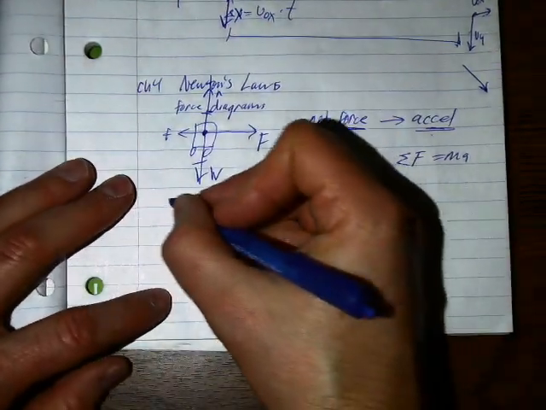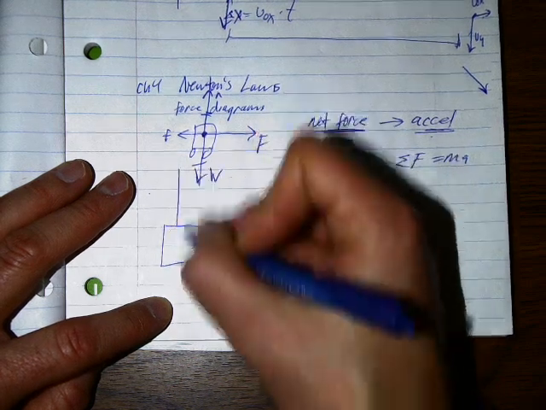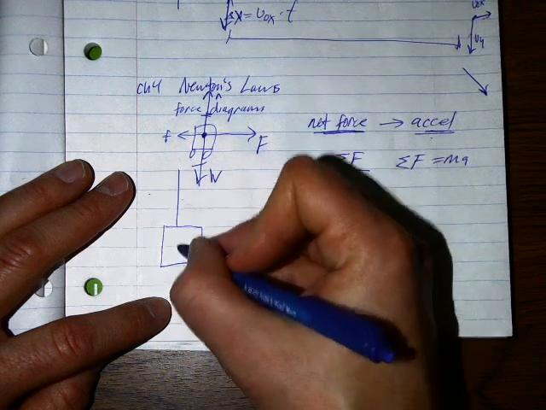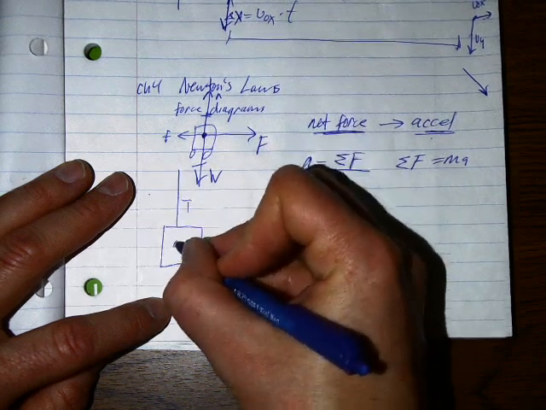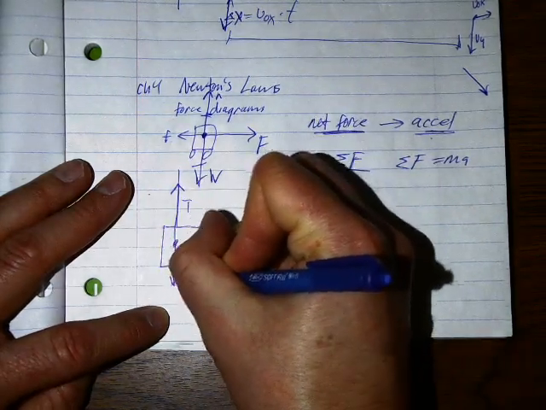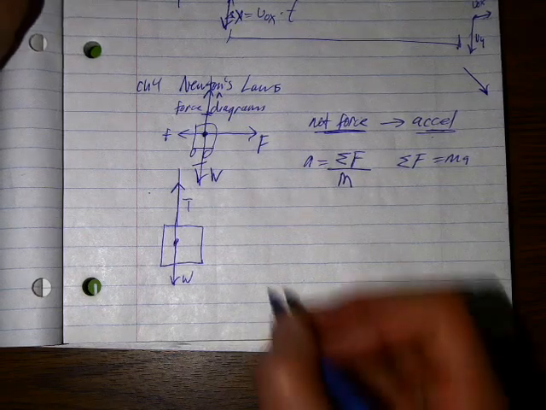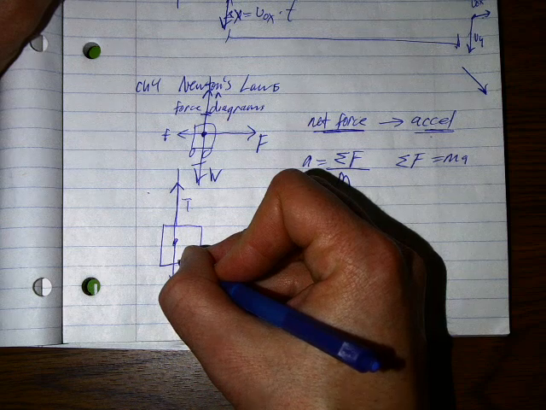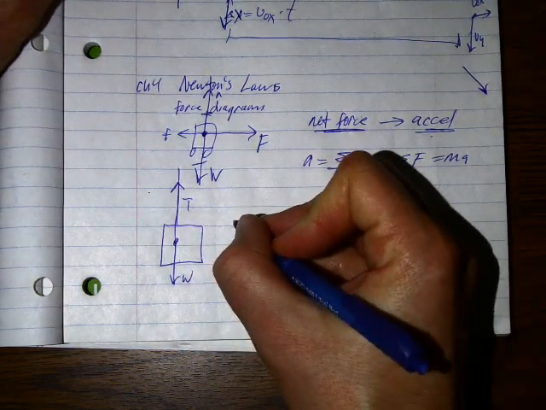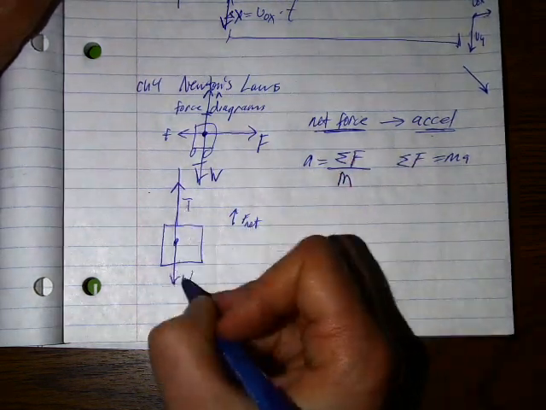As an example, let's look at the elevator kind of problems, which are sort of the classic vertical problem. So let's say there's a tension in the elevator cable, and then there's the weight of the elevator. And in this case, there are no sideways forces. So what I know here is if tension is bigger than the weight, then this is going to accelerate upward. So I would have a net force upward if tension is bigger than weight.